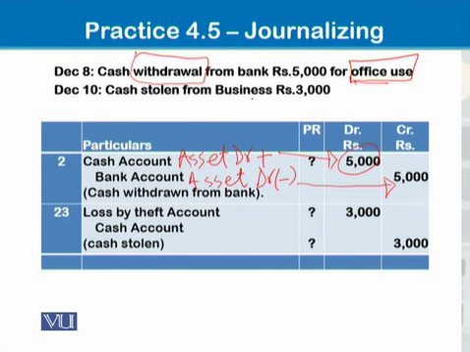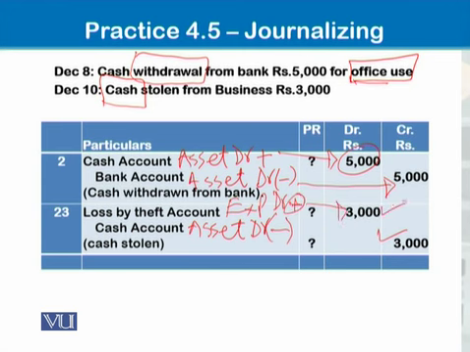Cash stolen from business. Now cash is lost. So cash, which is our asset of debit nature, there is decrease in that cash asset, should be credited, and it's a loss. We know very well that loss is an expense, debit nature, and expense is increasing. Since expense is increasing, therefore should be debited. Okay.